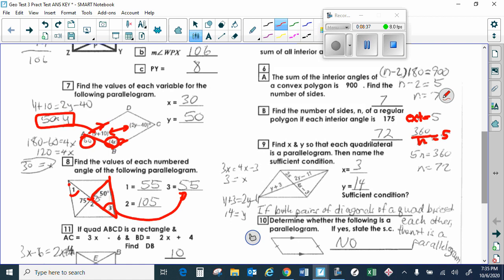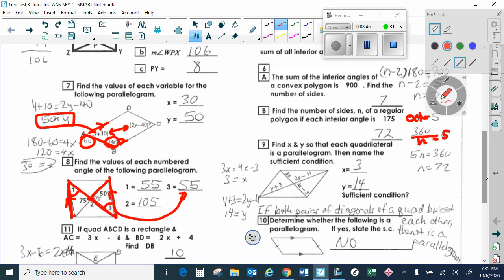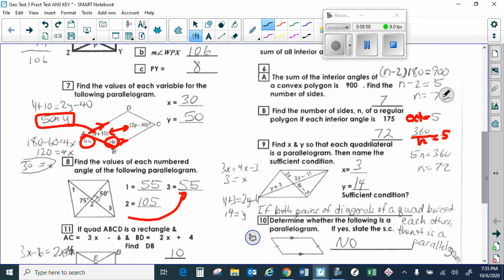I told you over and over, parallel lines cut by a transversal, the very first one you should be thinking about is alternate interior angles. And if you don't have that, then you look for the others. But AIA, very first one. So angle 3 is going to angle 1, so they're both 55. Okay, angle 2, nice and easy. We have a linear pair right there. 75 plus angle 2 equals 180. So 180 minus 75 is 105.